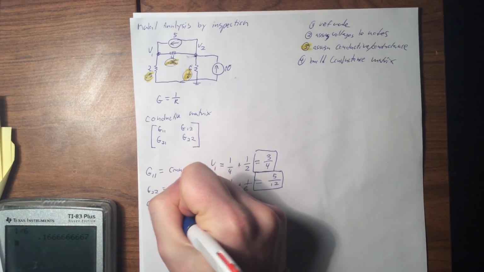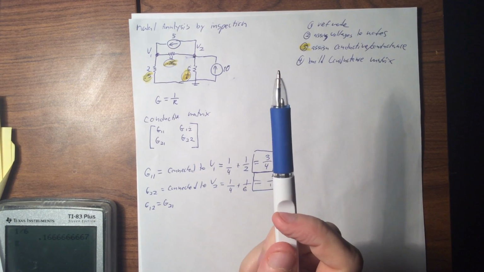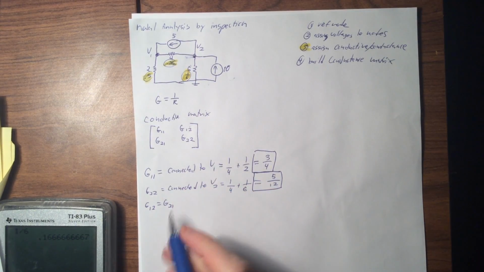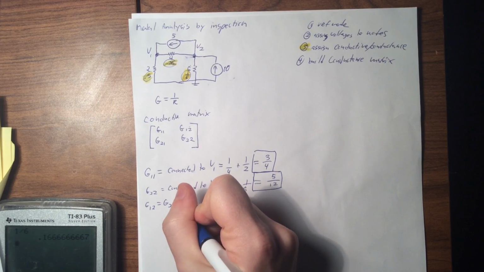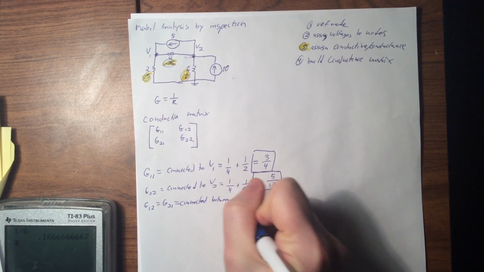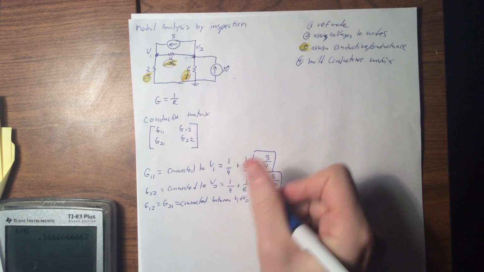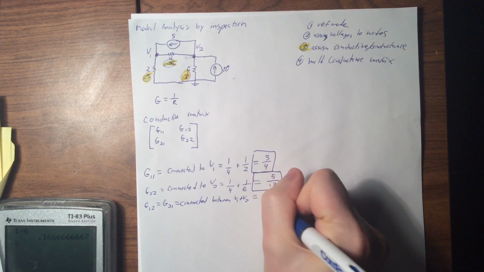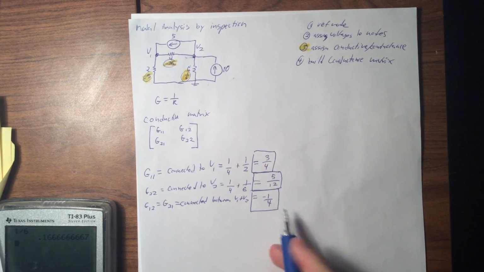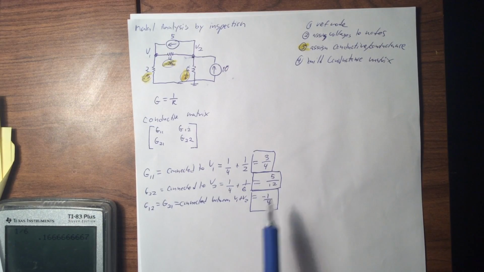And now we've got G12 equals G21. Why does 1,2 equal 2,1? Because what's connected between these two is the same as what's connected between these two. It doesn't matter, they're identical. So it's what's connected between V1 and V2. There's only one connected between there, and we're going to put that in as minus 1/4. We make this negative to make this work for our conductance matrix. So that's negative there. All right, now we have this part done.